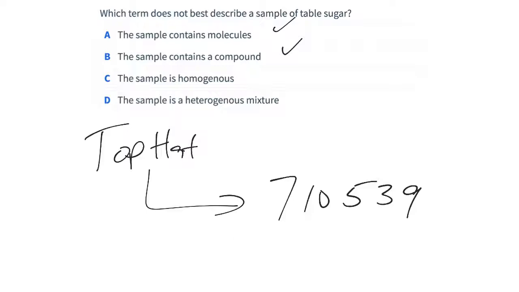The sample appears to be homogeneous. This might be where you thought this was a trick, because here's a question for you. Do you think a sample of table sugar is just one sugar? Who thinks there's more than one type of sugar in table sugar? Who thinks table sugar is mostly just one sugar? Yeah, if you're talking about white sugar, it's probably mostly sucrose. There's probably some other sugars in there too, like a little bit of fructose, probably not a lot, but there's probably some.